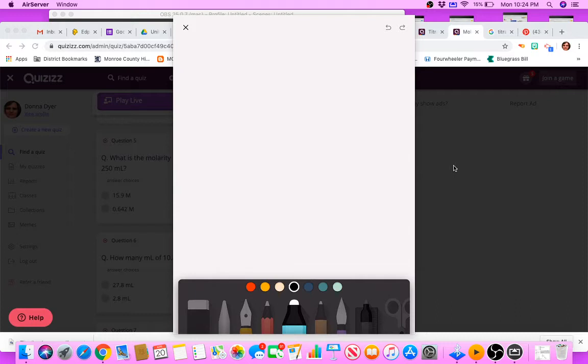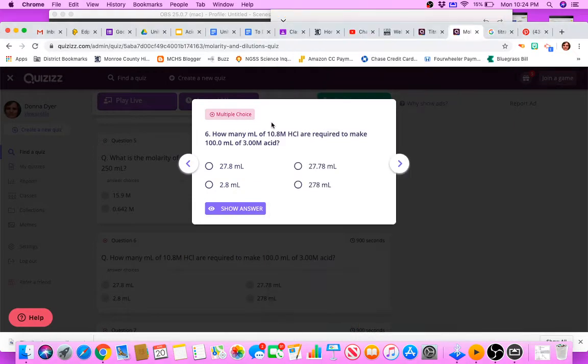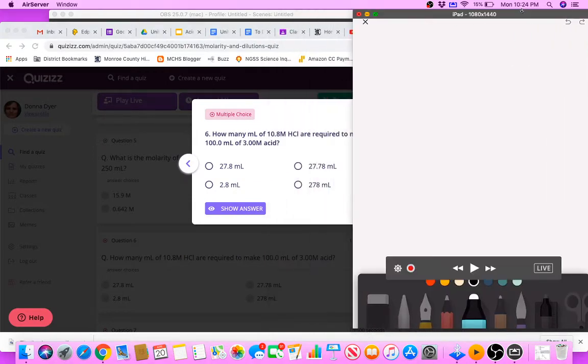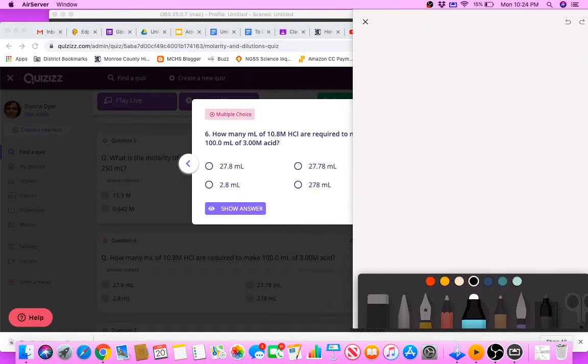So let's go back here and look at our first problem first. We have 10.8, and let me just move this over. We have 10.8 milliliters.